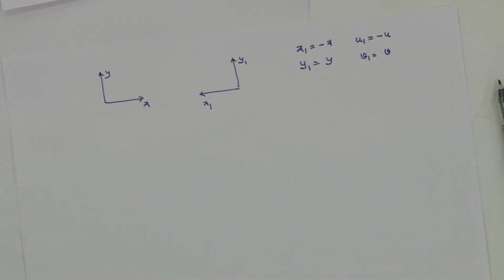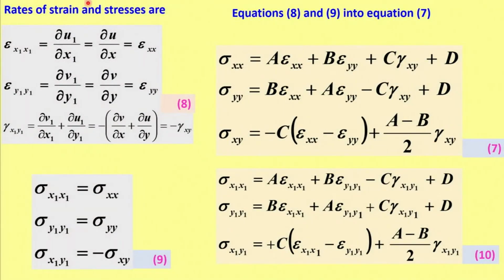So getting back to the slides again. What will happen? Epsilon x1 is equal to del u1 by del x1. u1 is minus u, x1 is minus x, so minus minus gets cancelled. So you get plus del u by del x only. Similarly, del v1 by del y1 is del v by del y.